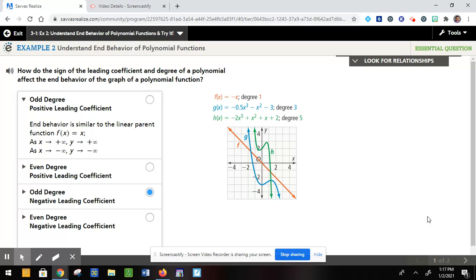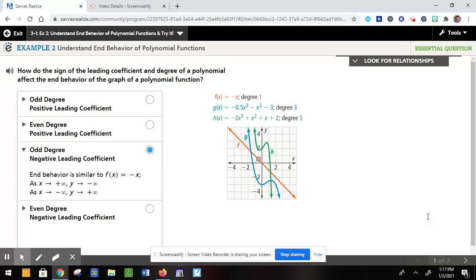So now it's rising to the left and falling to the right. Mathematically speaking, as x approaches positive infinity, as the function is going to the right, y is going down. And on the next line, as x approaches negative infinity, as it's going to the left, y is going up. So the big takeaway here is when the degree is odd, the end behaviors are opposite. One side's going up, one side's going down.